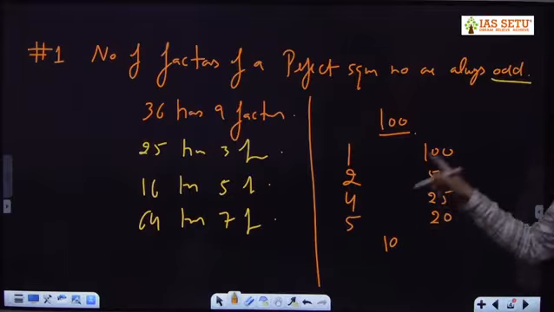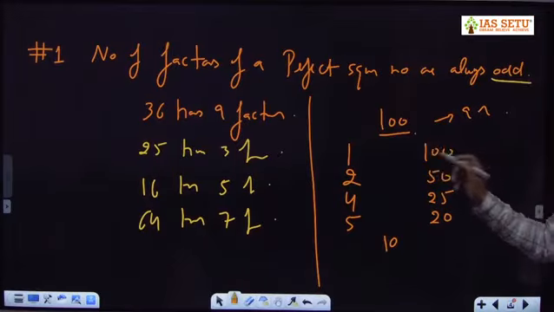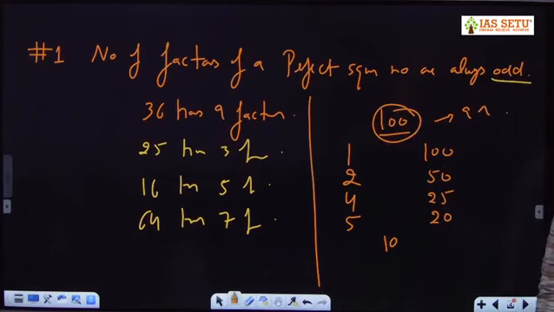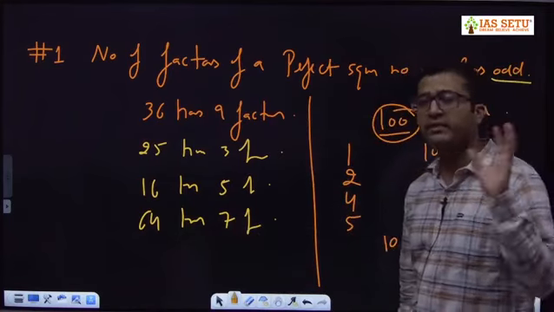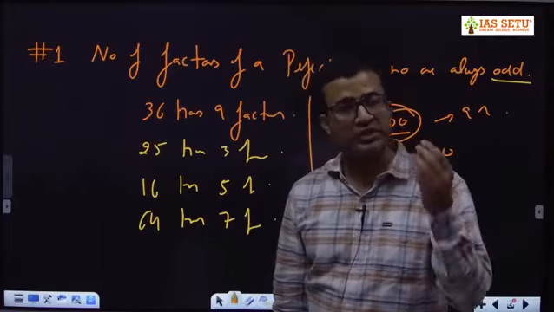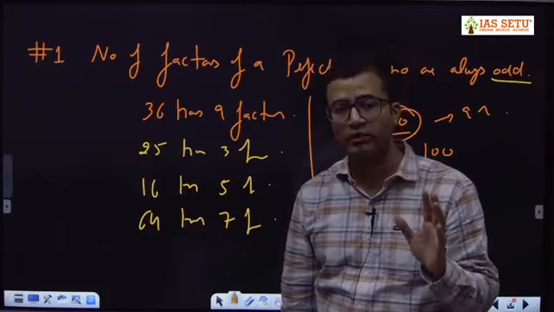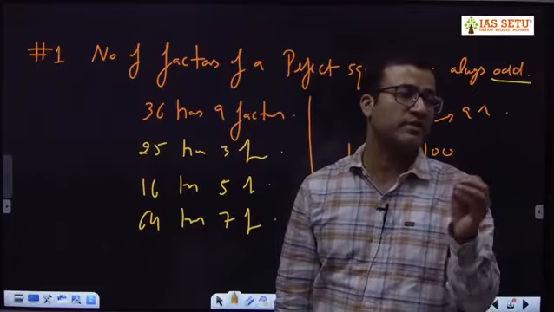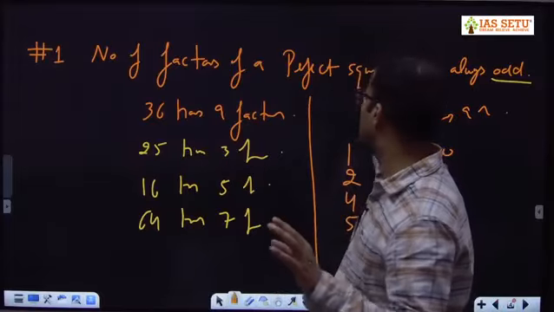So here 4 plus 4, 8 plus 1, 9. 100 has 9 factors. Why? Because 100 is a perfect square number. So you write one more example: 100 has 9 factors. Remember 1 square to 25 square. You can check at your home from 1 square to 25 square. You can check the number of factors. I guarantee their number of factors will be odd. So the number of factors of a perfect square number is always odd.